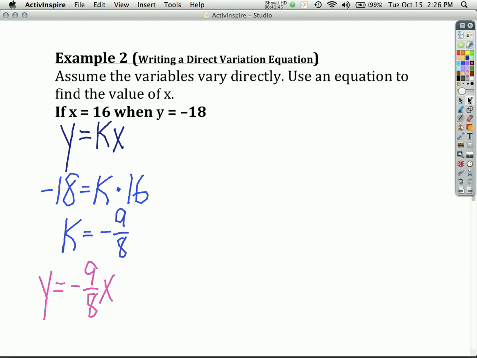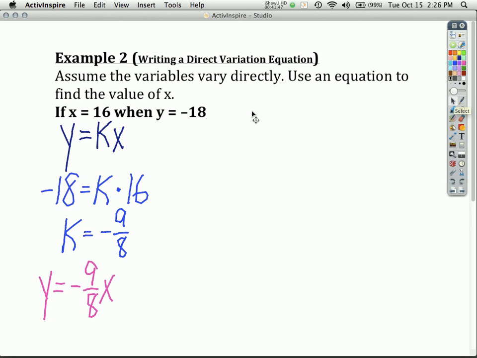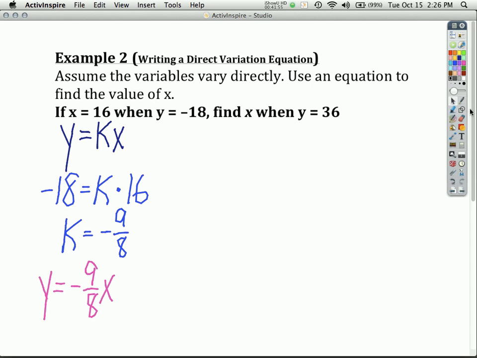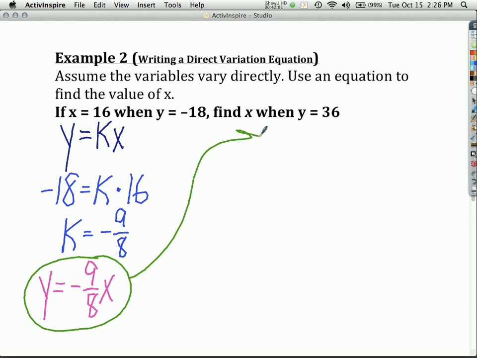But then we have another part now. We are now being asked to find another value when y is 36. So now we are going to use this equation to find a value. Y is now 36, so plug in: 36 equals negative 9/8 x, and now solve for x.